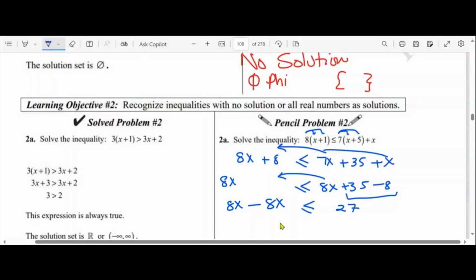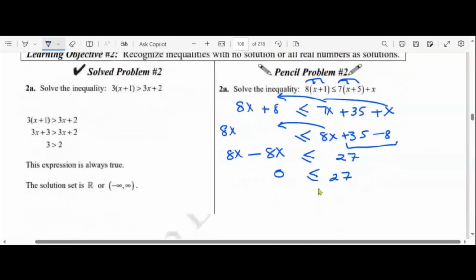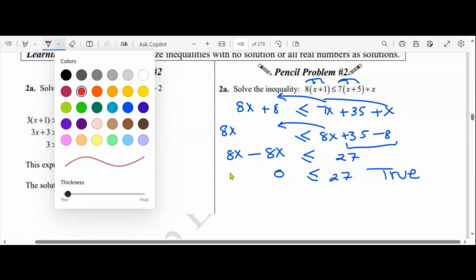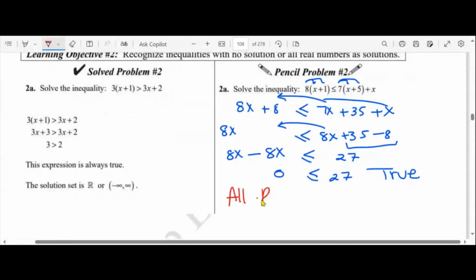So how much is this? 0. And how much is this? Okay, 0 less than 27. True or false? False. Oh, true. If it's true, then what do you say? All real numbers, right? All real numbers is the solution. Any number is a solution.